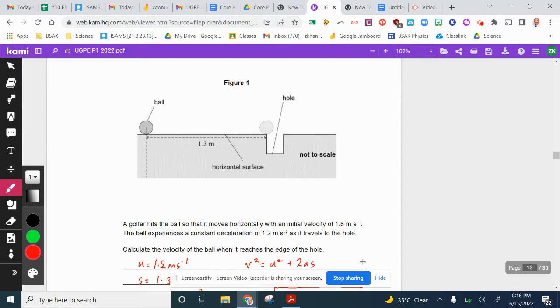So we know that initially it's moving at 1.8 meters per second. So there is a speed in this direction of 1.8 meters per second. We know that it reaches this position here with some speed v, and along the way it is decelerating with a deceleration of minus 1.2 meters per second squared, and that's significant, the negative sign here.